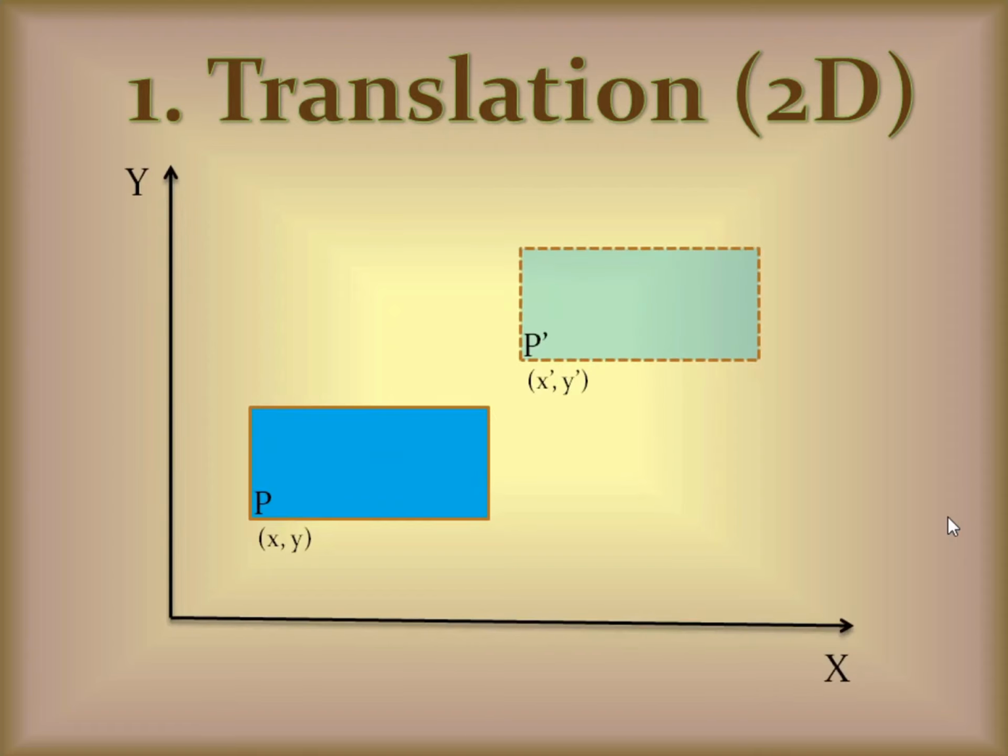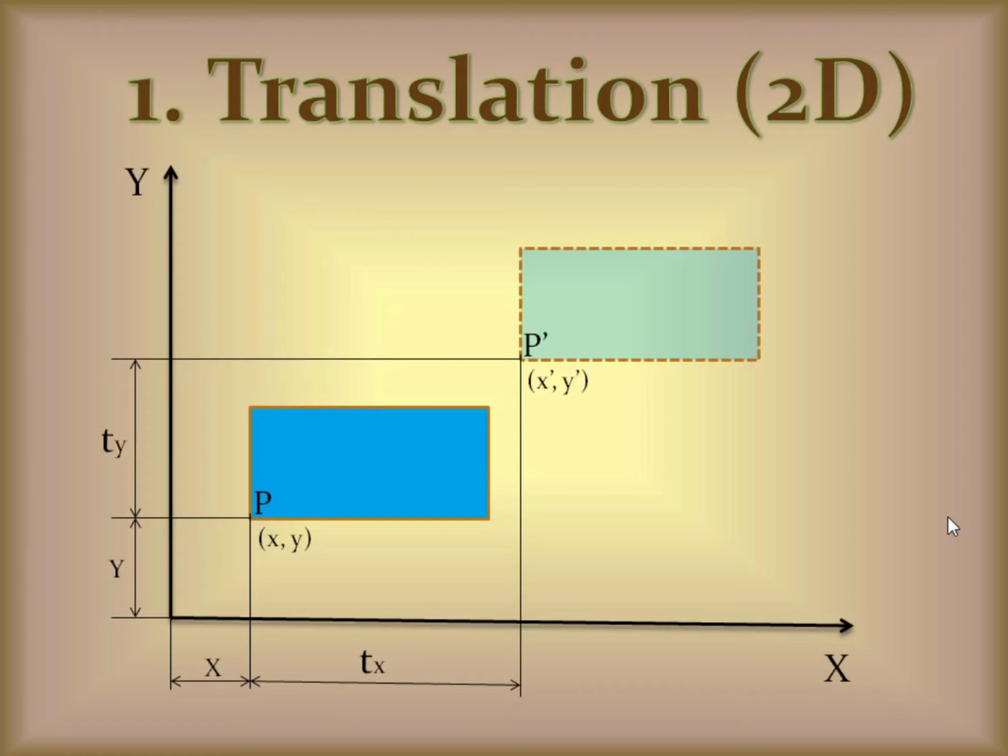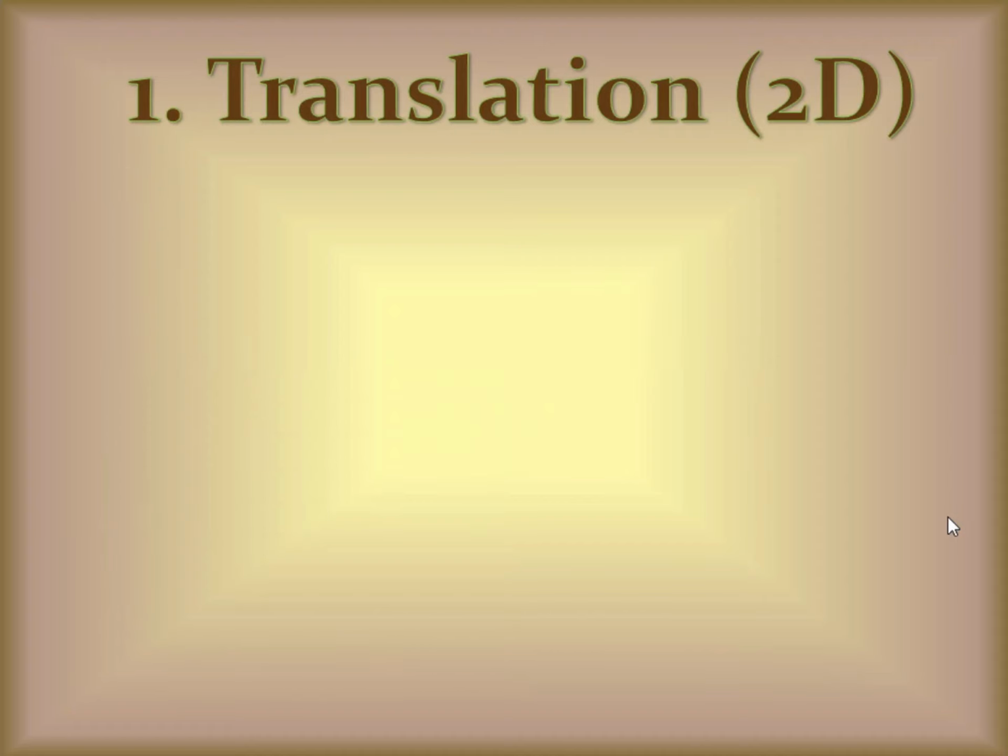For the sake of explanation, instead of considering all the four vertices, only one vertex P is taken to determine its new position P dash after translation. Consider the initial position of 2D point P having coordinates x and y. To translate the point P, it is moved by a distance Tx in x direction and Ty in y direction. Now the point, that is P dash, has new coordinates x dash and y dash.